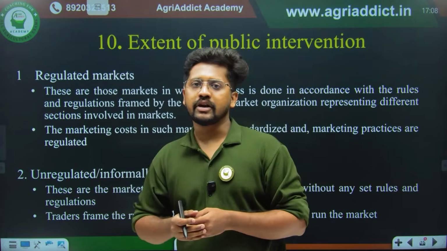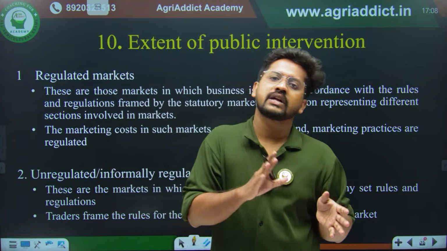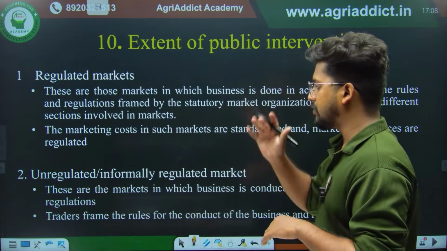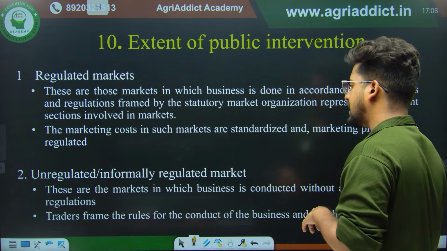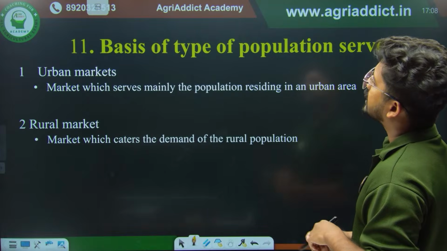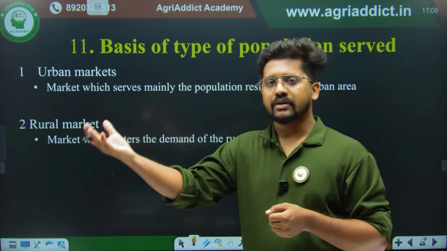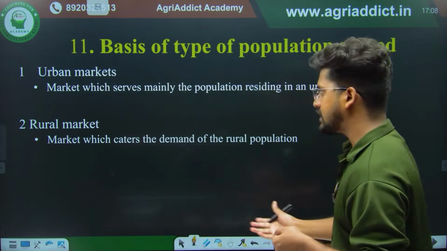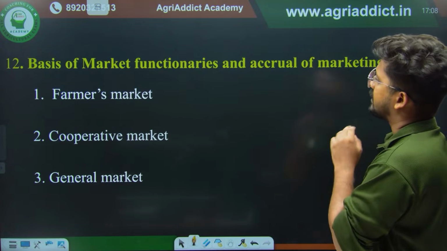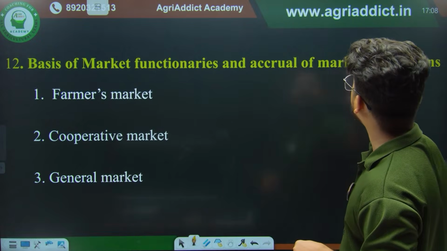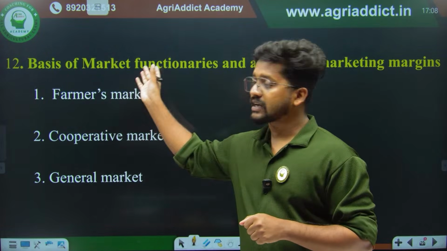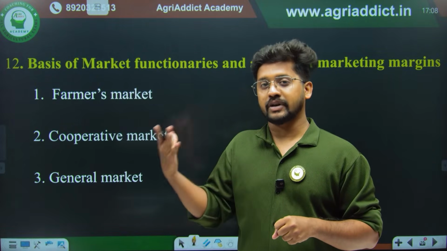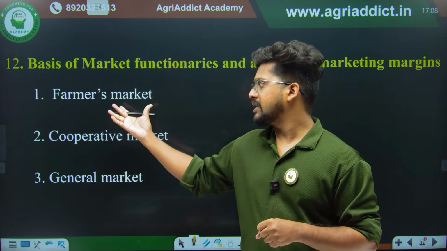But there are some other unregulated markets, which depend only upon demand and supply. Prices and practices, nothing is regulated there. Such a market is known as an unregulated or informally regulated market. Then, by the type of population served: if it serves the rural population, it is called a rural market; if it serves the urban population, it is called an urban market. Based on the market functionaries and accrual of marketing margins, we can call it a farmers market, where the farmers' interest is protected.